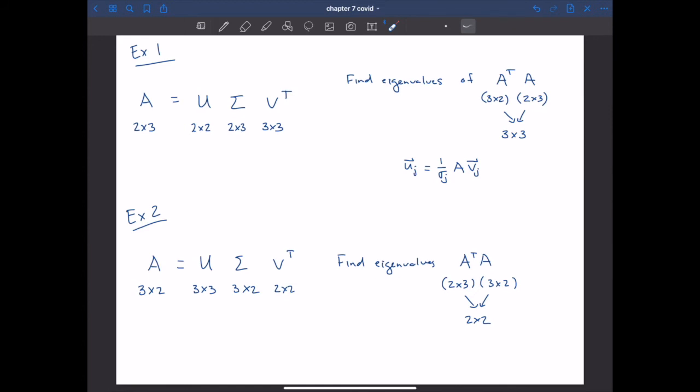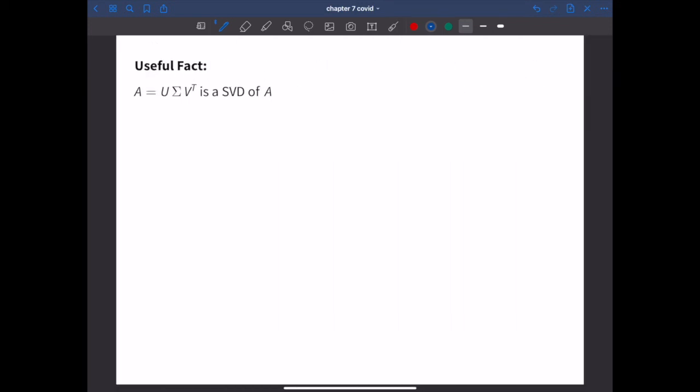Now, if you liked either one of these problems more than the other, the good news is you can always convert your matrix so that it's either easier to find sigma and V or easier to find the matrix U by just taking the transpose of the matrix. So why is this helpful? Well, we have the following useful fact.